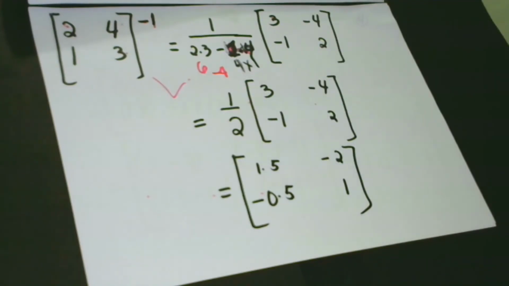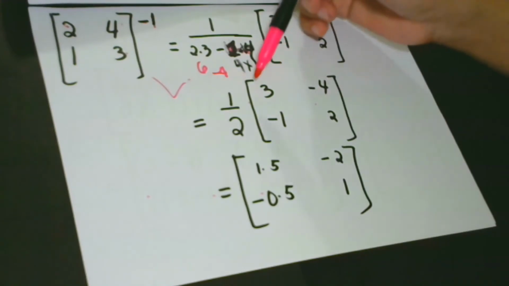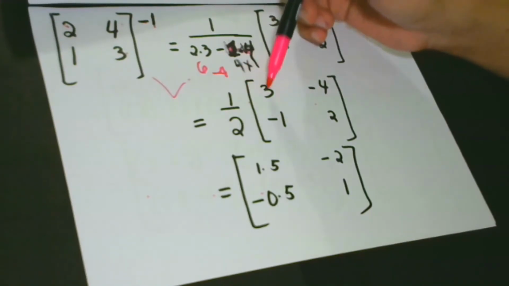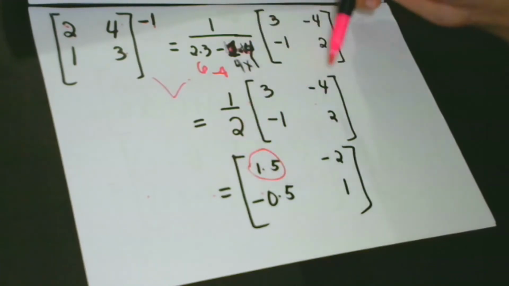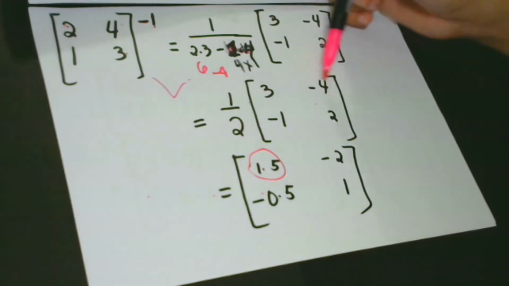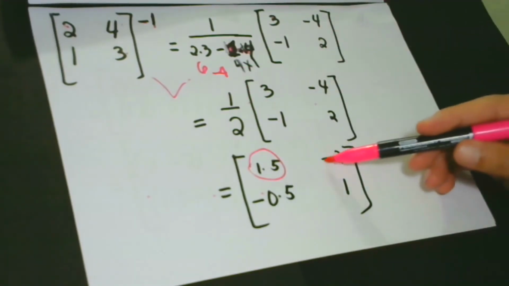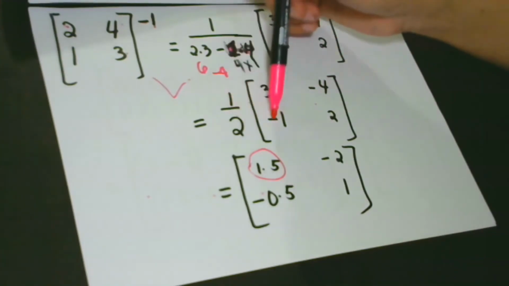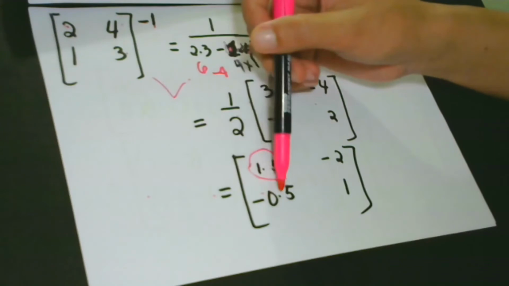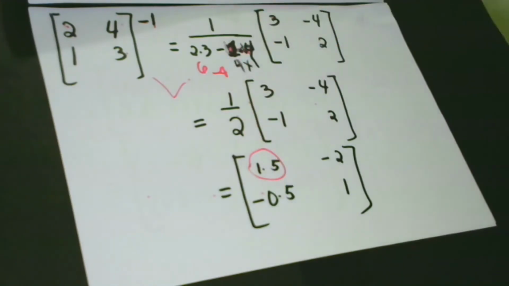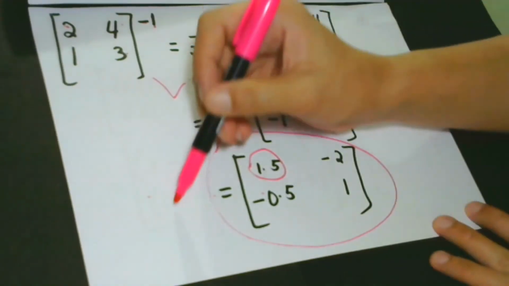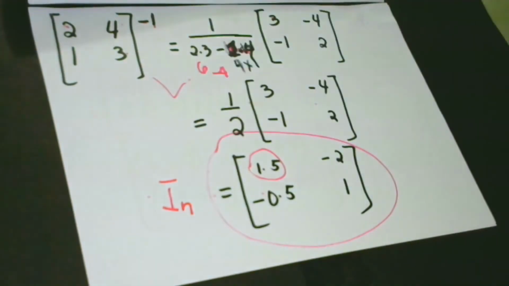Now, we are ready for the calculation. So if we're going to calculate 3 divided by 2, we will have 1.5. Negative 4 divided by 2, or 1/2 times negative 4, gives us negative 2. 1/2 times negative 1 gives us negative 0.5. And 1/2 times 2 gives us 1. So this one is actually our inverse. This is the inverse of this matrix.